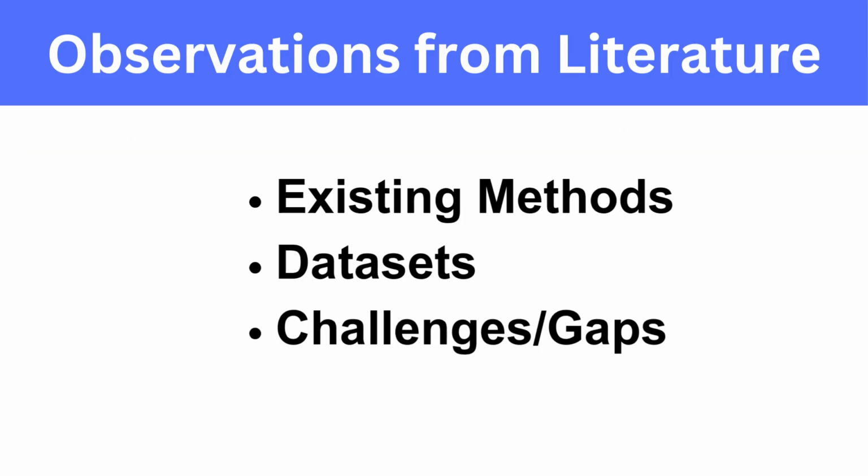Finally, shortlist 10 to 15 high quality papers from top journals, preferably Q1 or Q2. Read them to understand what's already been done, which methods are used, what datasets are used, and what challenges are unsolved. This forms the backbone of your literature review chapter and will reveal the research gaps you can target.